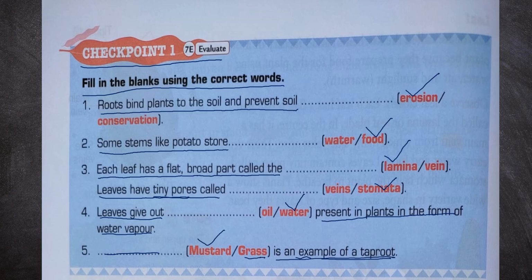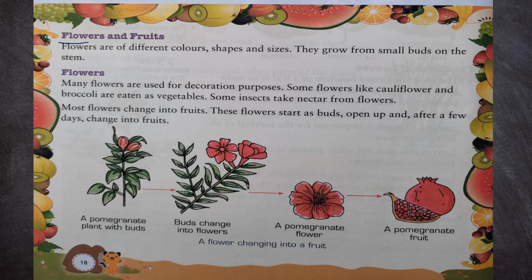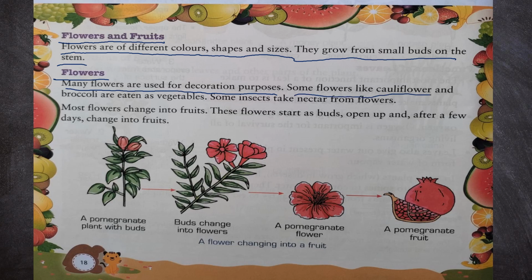Now, let us see the next part, flowers and fruits. Flowers are of different colors, shapes, and sizes. They grow from small buds on the stem. Many flowers are used for decoration purposes. Some flowers like cauliflower and broccoli are eaten as vegetables. Some insects take nectar from flowers.